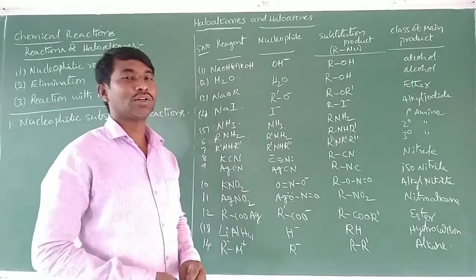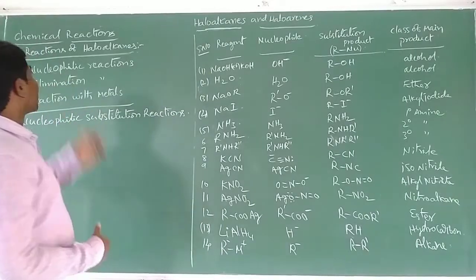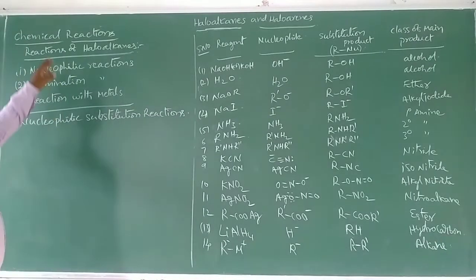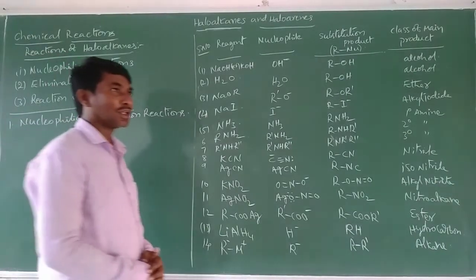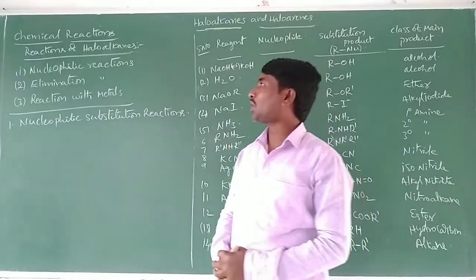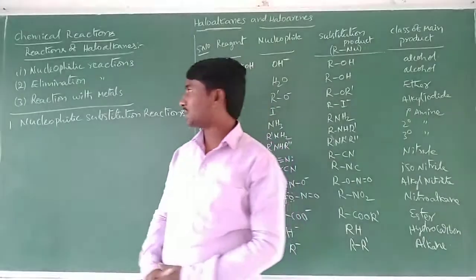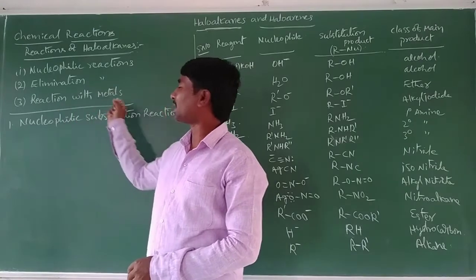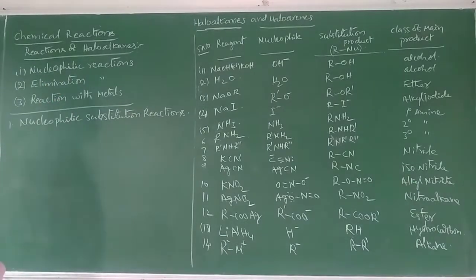Today in this video, we are discussing haloalkanes and halogens, and their chemical reactions. Generally, haloalkanes undergo three types of reactions: nucleophilic substitution reactions, elimination reactions, and reaction with metals. Here, we will first look at nucleophilic substitution reactions.